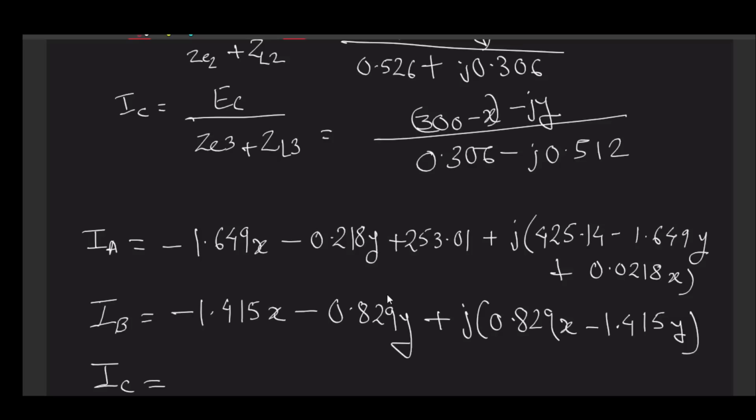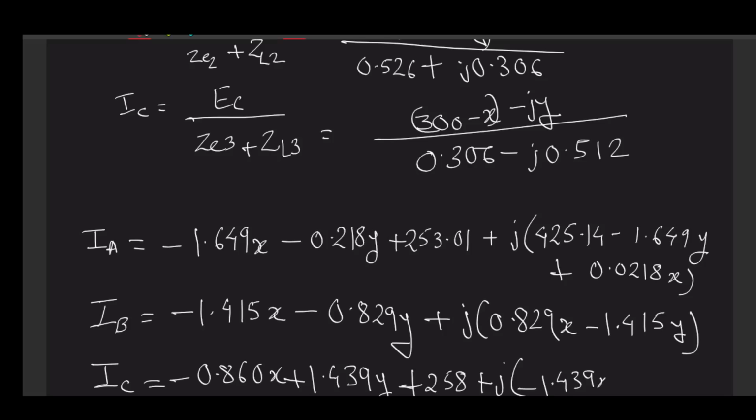and then minus 0.860x plus 1.439y plus 258 plus j minus 1.439x minus 0.860y.